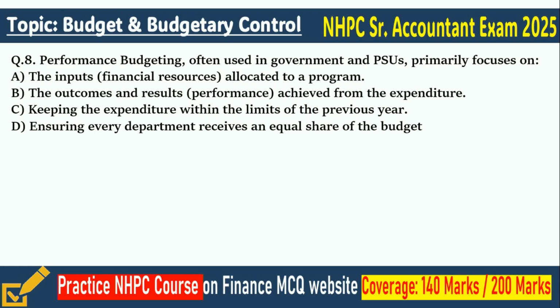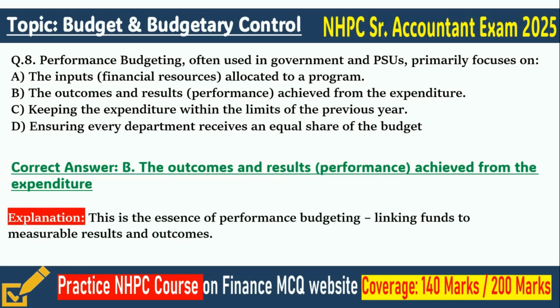So, friends, here the most logical answer is option B, which says the outcomes and results achieved from the expenditure. So, friends, this is the essence of performance budgeting, linking funds to measurable results and outcomes.